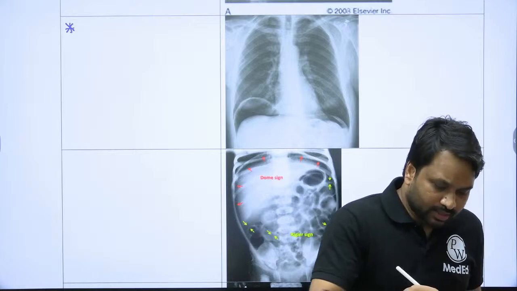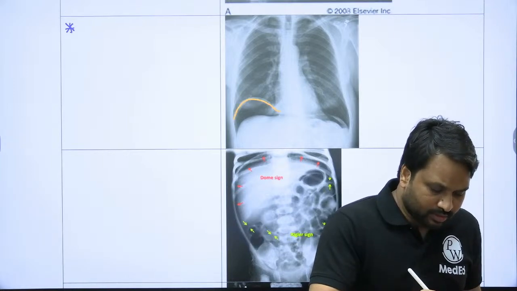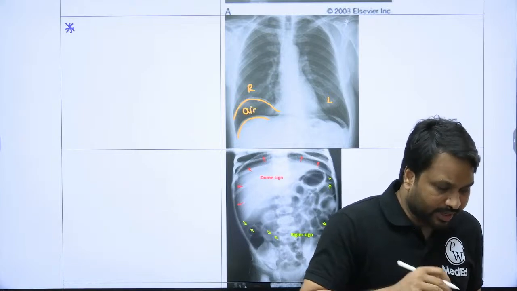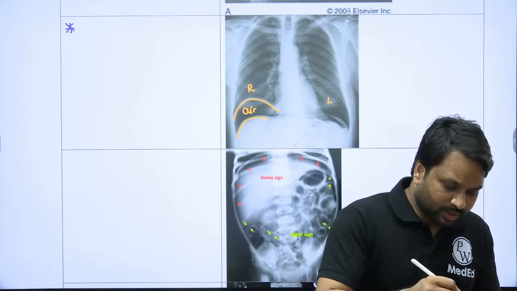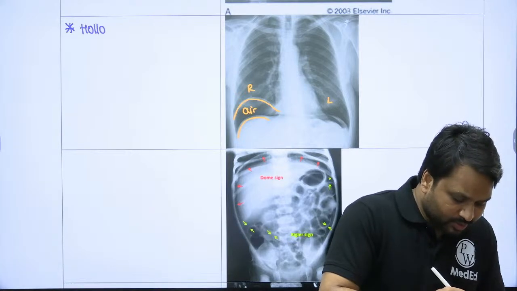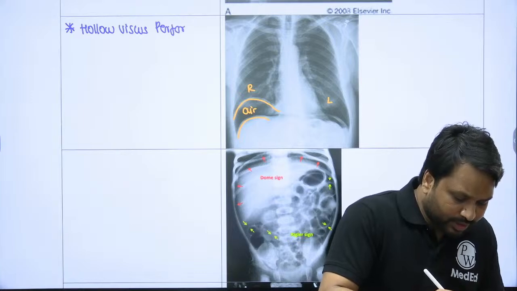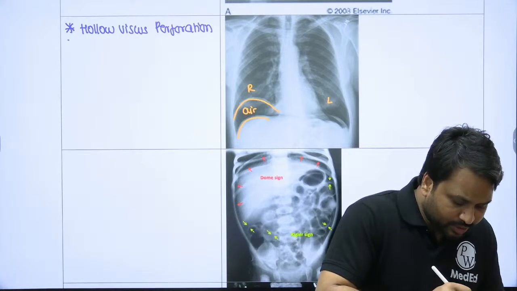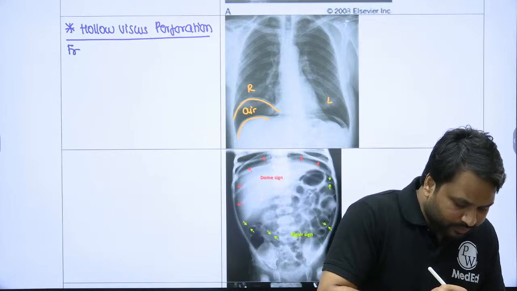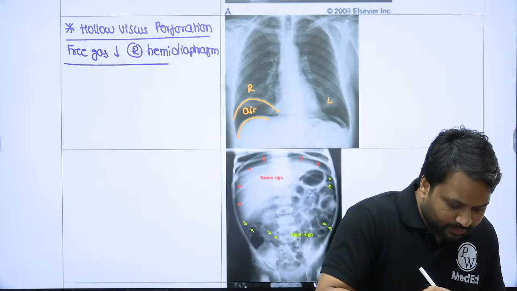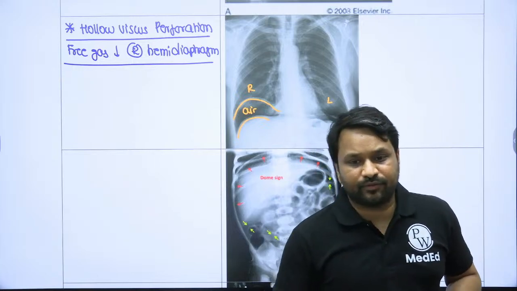Now you can see this happens to be the diaphragm on the right side. This is the left side. This is the liver shadow and there's a free air under the right hemidiaphragm, right? Now this is nothing but your hollow viscus perforation. In a hollow viscus perforation, you have free gas under the right hemidiaphragm.